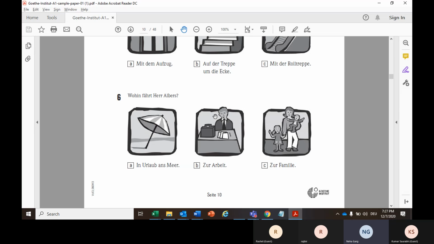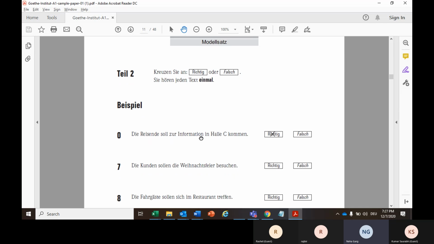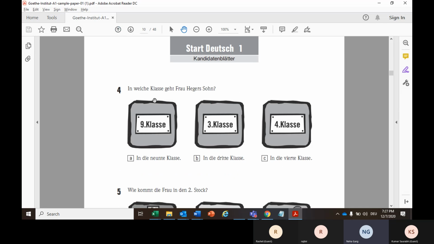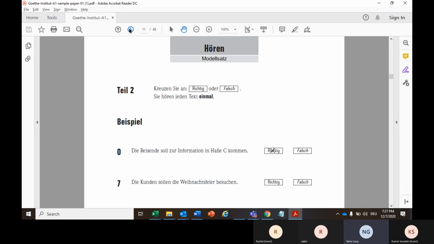You will end up making a lot of mistakes while writing the exam. So it is important that you pay attention to each and every word which is being said. Okay, now make a note of all the points you have scored for this Teil 1.